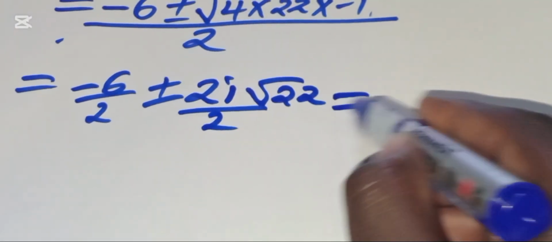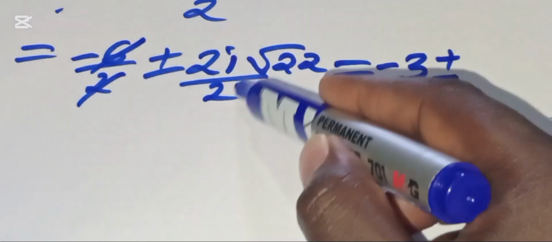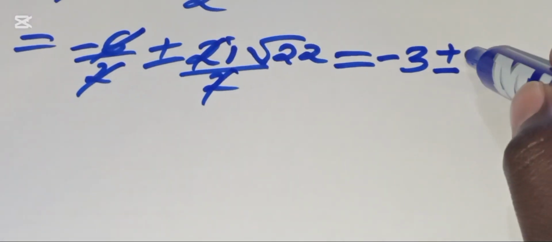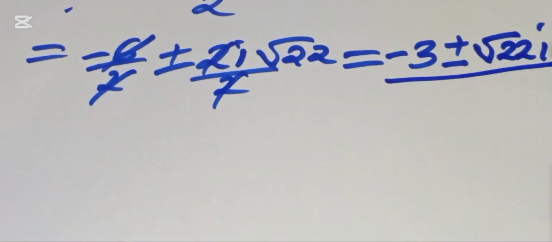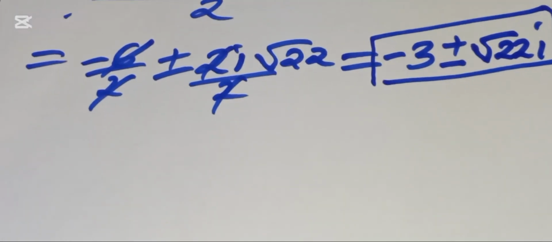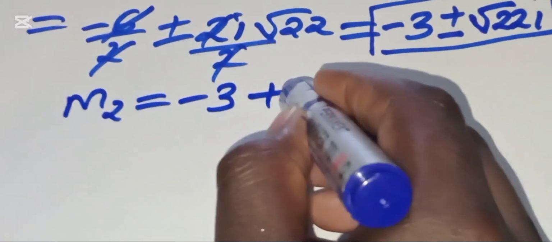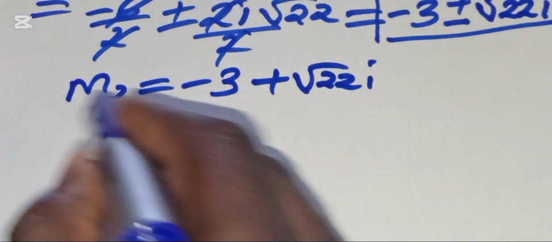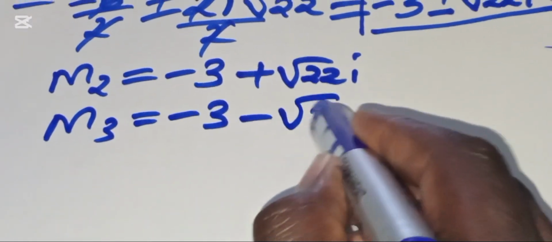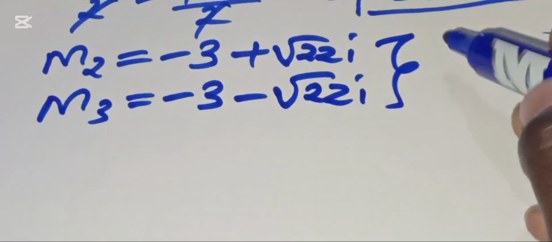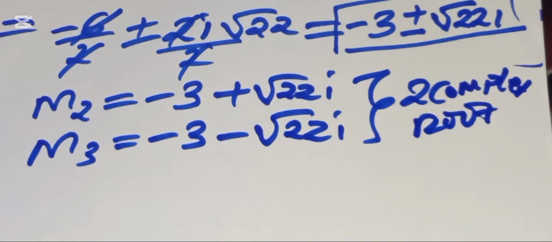If you simplify here, this is the same thing as negative 3 plus or minus the square root of 22 i. So this is what we have as the complex roots. That means that m2 is equal to negative 3 plus square root of 22 i, and m3 is negative 3 subtract square root of 22 i. These two are complex, or imaginary, roots.